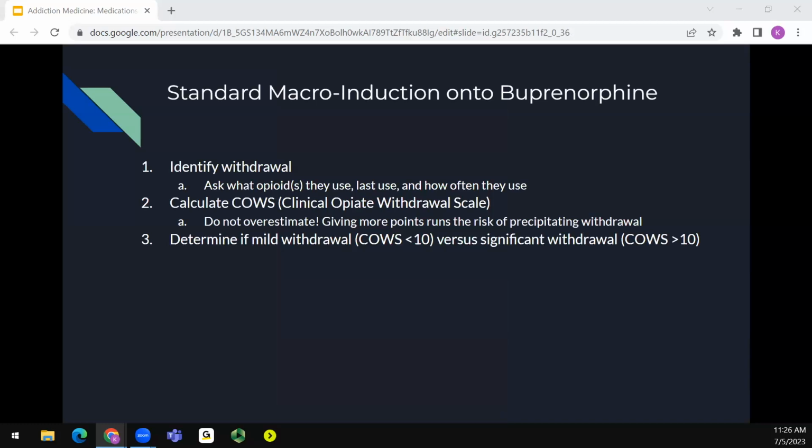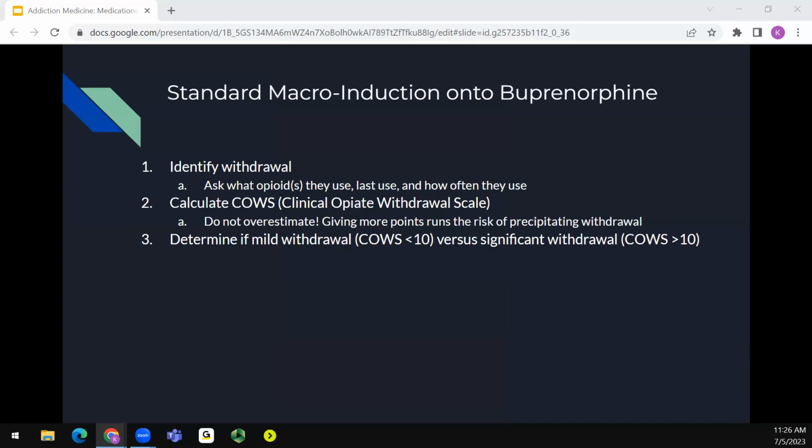So the first step, as I said, is identifying withdrawal. Patients may come in saying they're in withdrawal, triage may identify it, or you elucidate it from the history. Once that's done, you can ask what opioids they use, their last use, and how often they use. The next thing you would do would be to calculate the COWS, or Clinical Opiate Withdrawal Scale, and do not overestimate. Giving more points runs the risk of precipitating withdrawal.